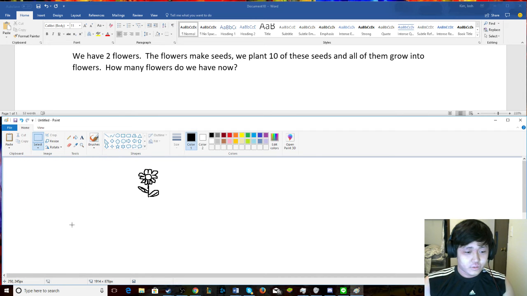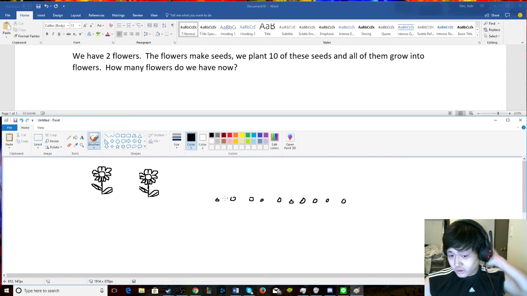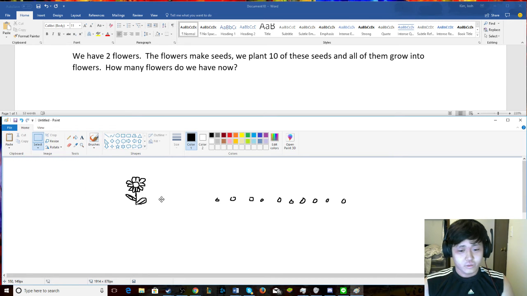And we start with 2. Alright. And these flowers make 10 seeds. So we'll just draw little seeds. 1, 2, 3, 4, 5, 6, 7, 8, 9, 10. Alright, so each of these seeds grows into a flower, which means that in the end, we end up with 10 flowers.